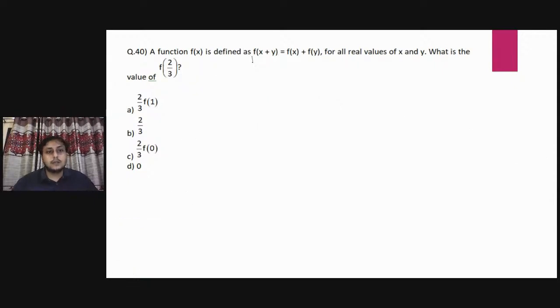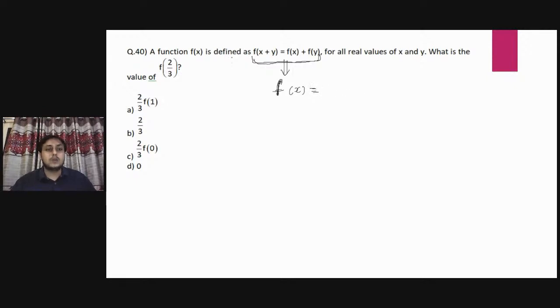So guys, you have to know: if a function is defined as f(x+y) = f(x) + f(y), then this must follow. So basically this function f(x) should be a linear equation with constant term equal to 0.